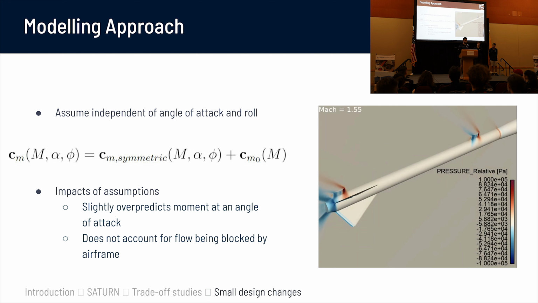These assumptions do have several impacts. So firstly, we slightly overpredict our moments at an angle of attack, and we don't take into account flow being blocked by the airframe. However, our Monte Carlo analysis has shown that the angle of attack during flight maintains below 1 and 2 degrees throughout our entire flight and all expected operating regimes, so these effects are relatively negligible.